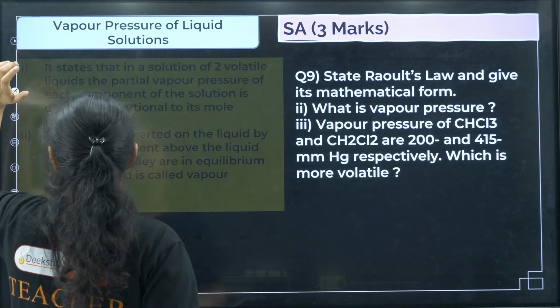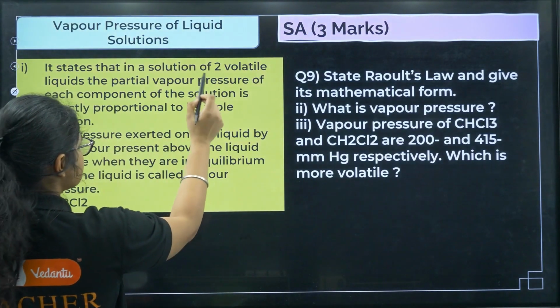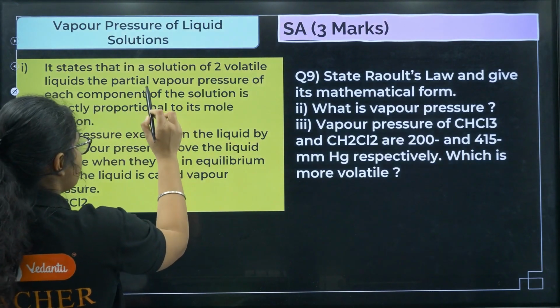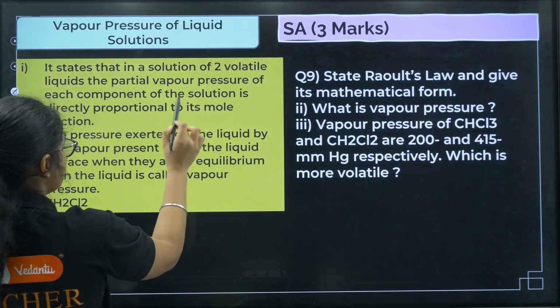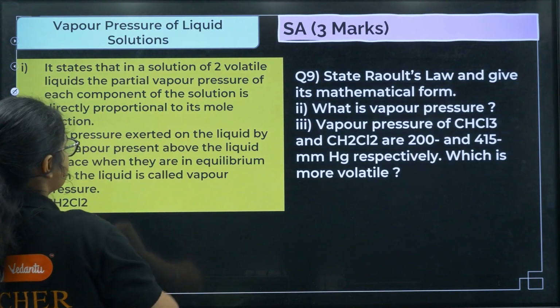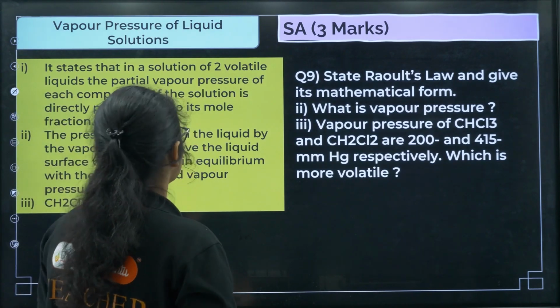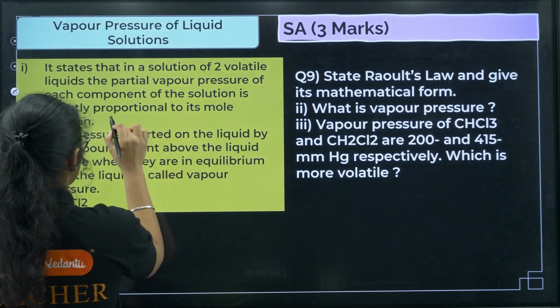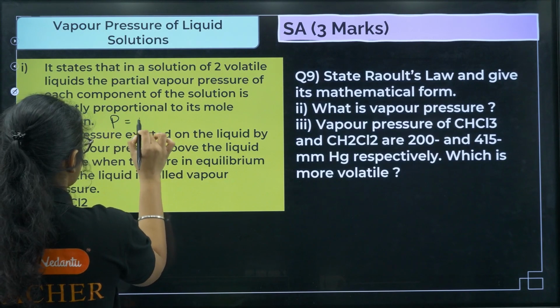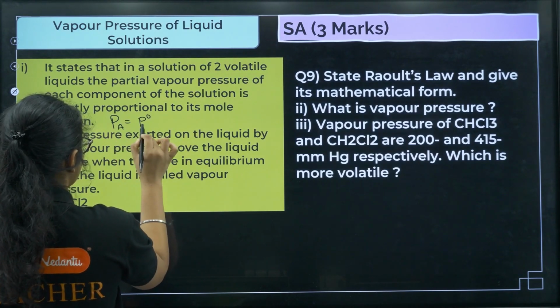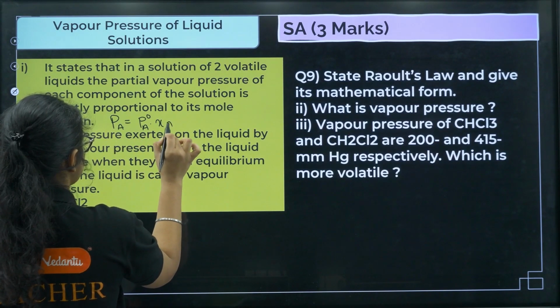Okay, so how can we represent it? It states that in a solution of two volatile liquids, the partial pressure of each component of the solution is directly proportional to its mole fraction. Okay, so I just want to write here the mathematical term: P is equal to P naught, you can just write down like this, into XA.